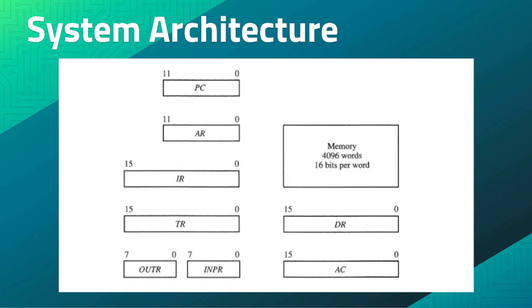Then we have two 8-bit registers, the input register and output register, which are used only for IO. Now the memory used in this computer is of 4096 words. It means that we need at least 12 bits to uniquely identify those 4096 words, and each word in that memory is 16 bits.